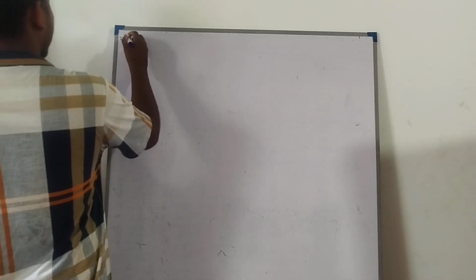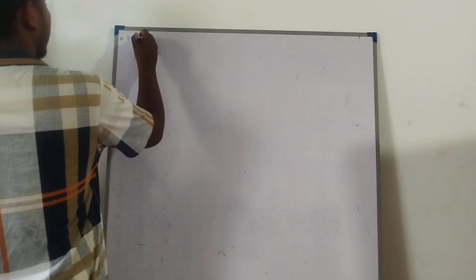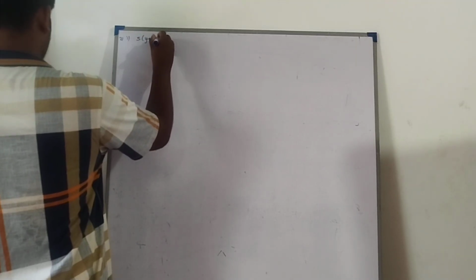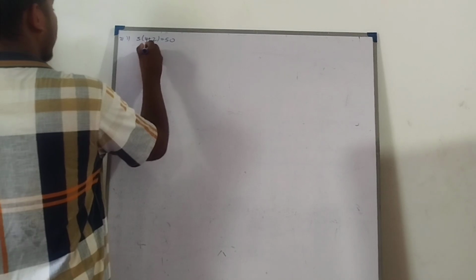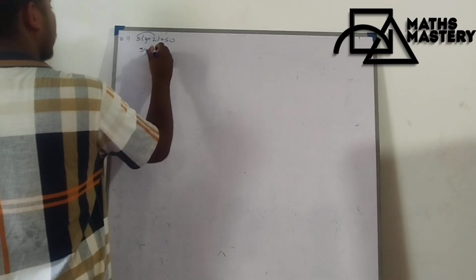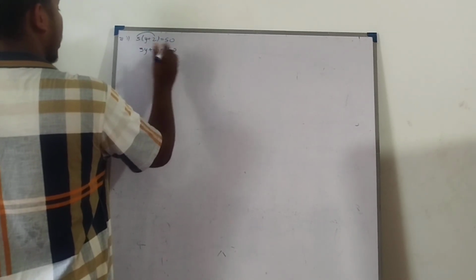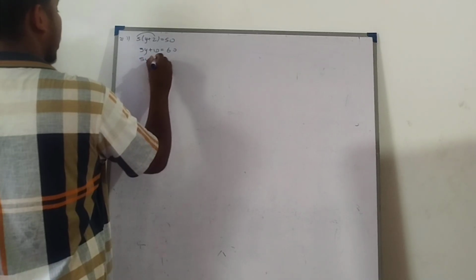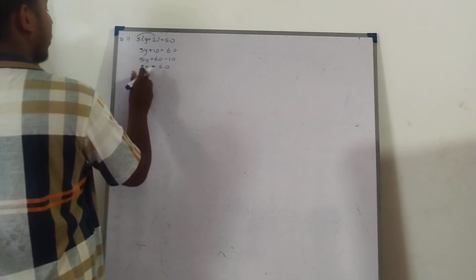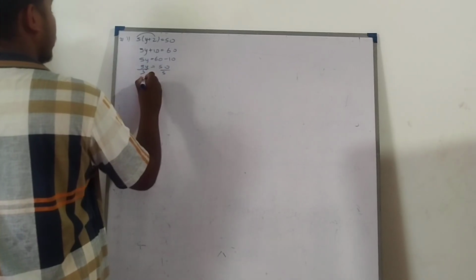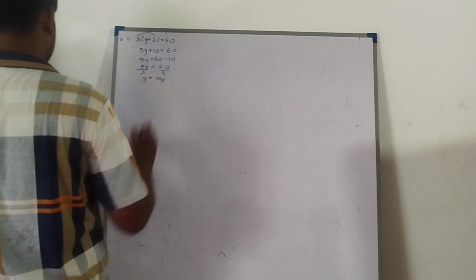Question number 2. Roman number 1. Solve. 5y plus 2 is equal to 50. So 5 multiplied by y, 5y. 5 multiplied by 2, 10, is equal to 60. Bring this 10 here. 5y is equal to 60 minus 10. 60 minus 10, the answer is 50. So since this is a multiplication, you divide by 5, the answer of y is equal to 10.